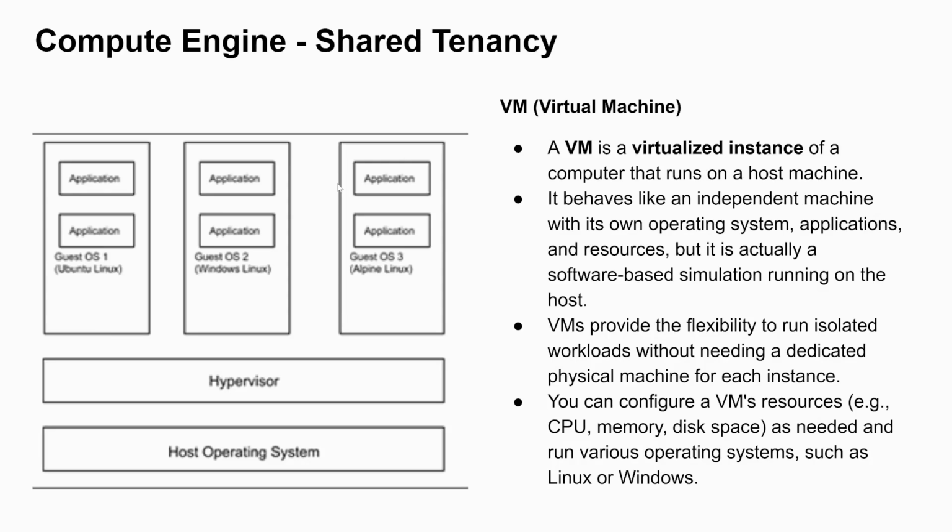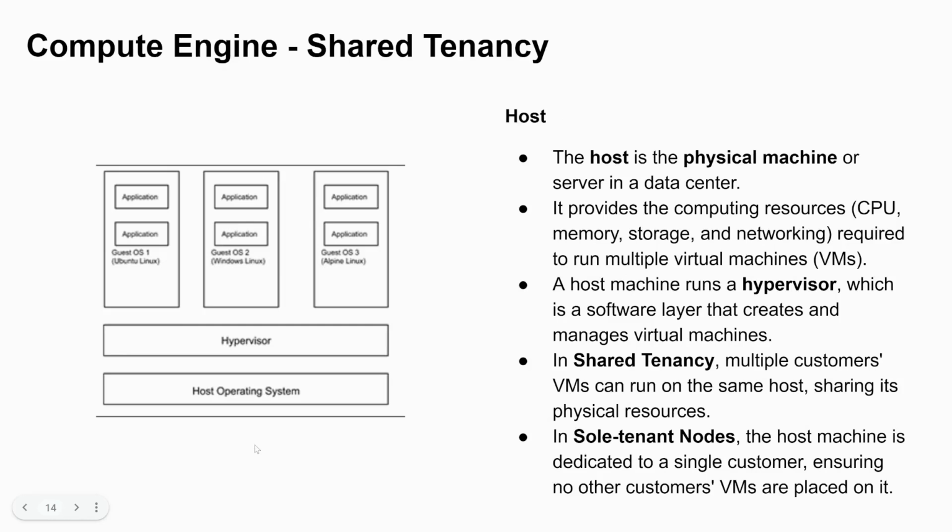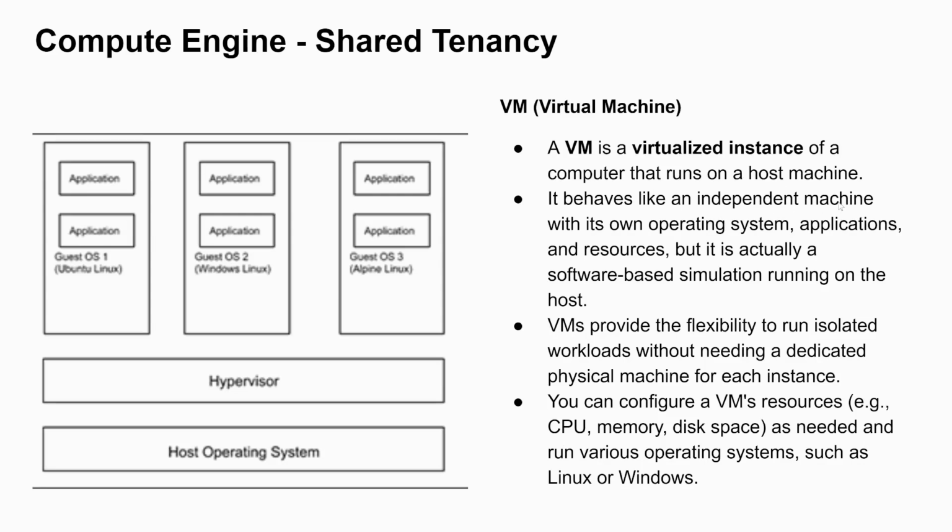Before getting into that, let's try to see what a VM is, because we are discussing the host and the VM. So this is the VM here, right? A VM is a virtualized instance of a computer that runs on the host machine. It's running on the host machine, and inside the host machine we have all the physical core components like CPU, memory, storage, and networking that are shared across the multiple VMs here. So it behaves like an independent machine with its own operating system, applications, and resources, but it is actually a software-based simulation running on the host.